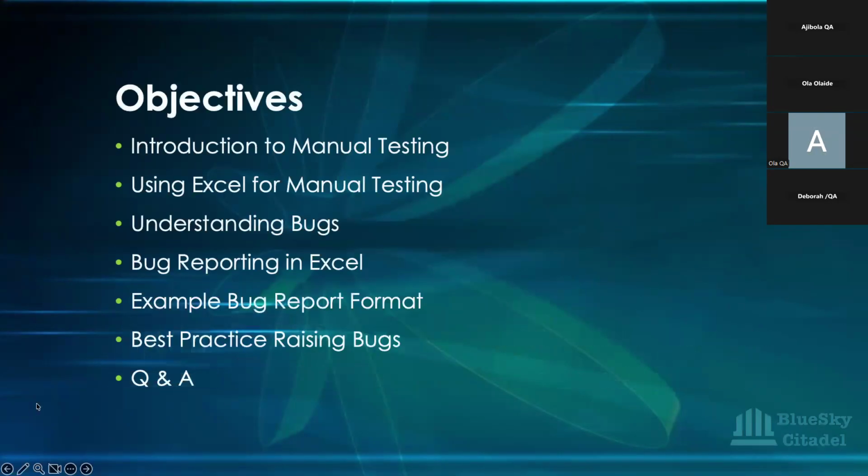And for tonight's objective, we're going to do an introduction to manual testing. We're just going to briefly talk about manual testing. Then we will see how we can use Excel for manual testing. Then we'll have a solid understanding of bugs. Then we're going to see how to report bugs in Excel, and we're also going to do some manual testing for a website. Then we can have question and answer at the end of tonight's session.